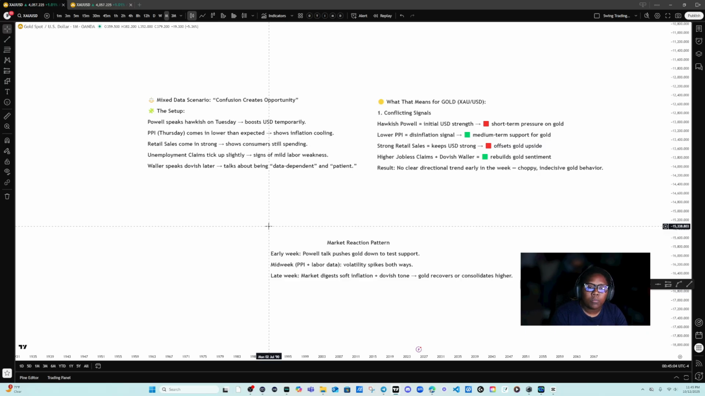This could mean, when it comes to gold, conflicting signals. Hawkish Powell, initial USD strength, equals a short-term pressure on gold. Lower PPI, a disinflation signal, equals a medium-term support for gold. Strong retail sales keeps USD strong but offsets gold's upside. High jobless claims and a bearish Waller rebuilds gold sentiment. No clear direction trend early in the week. Choppy, indecisive gold behavior.